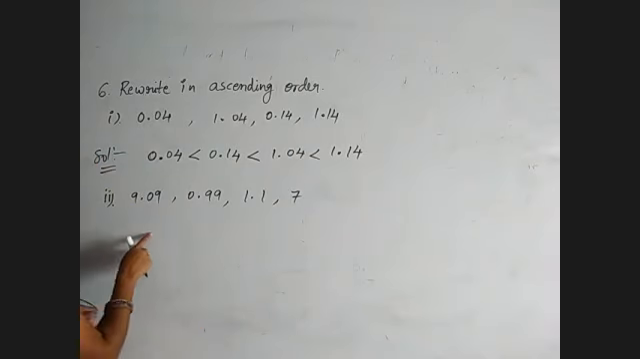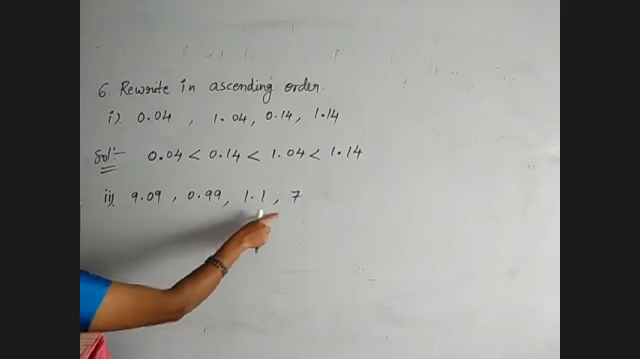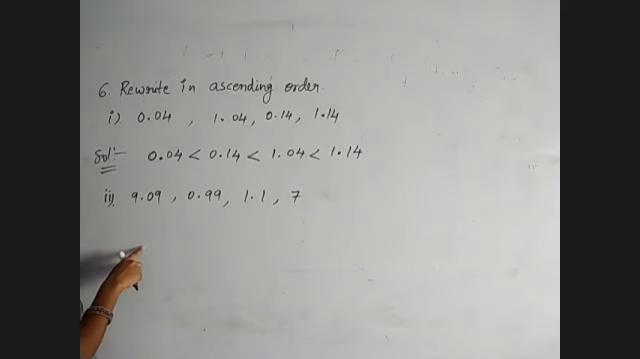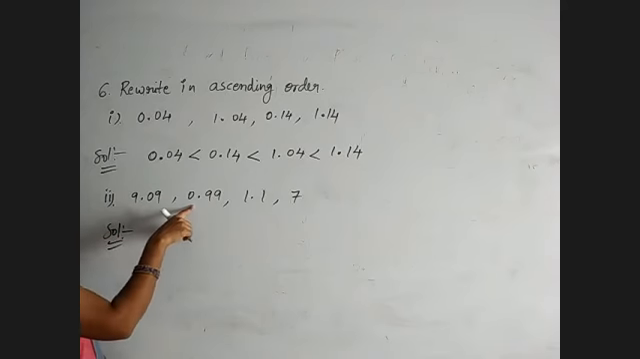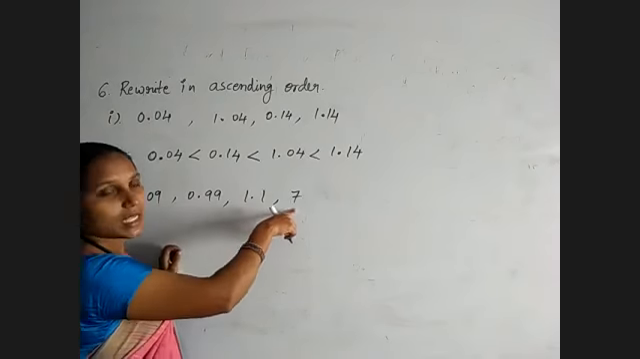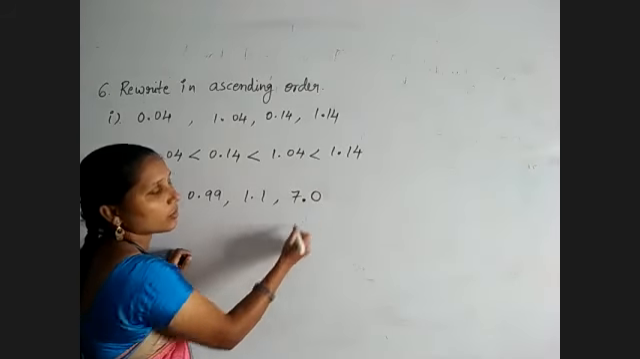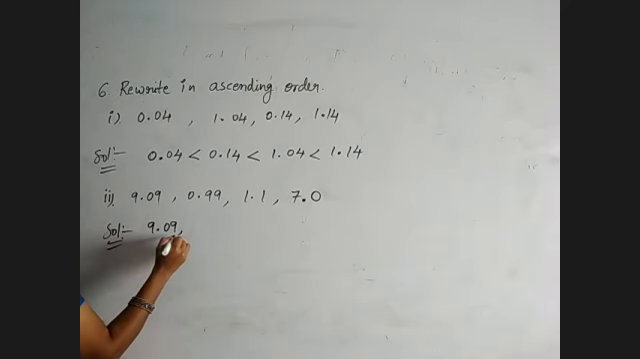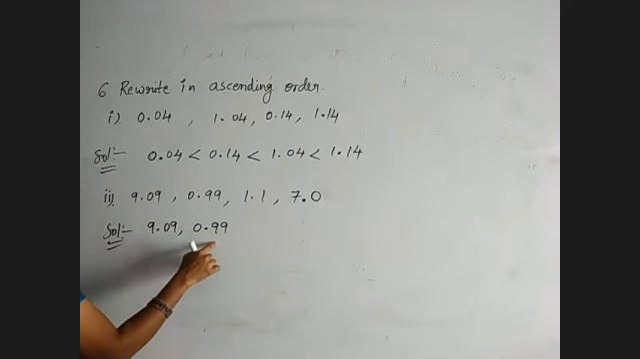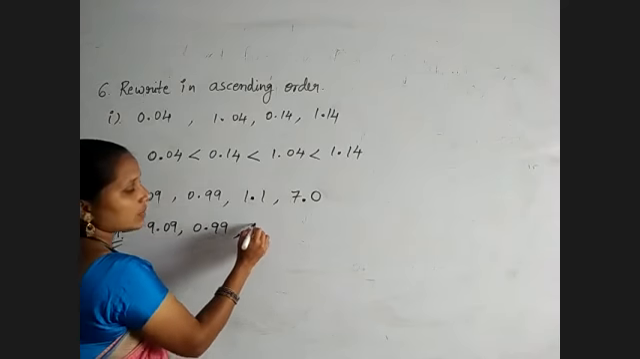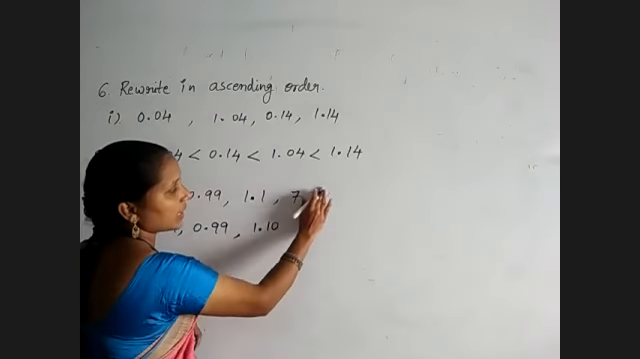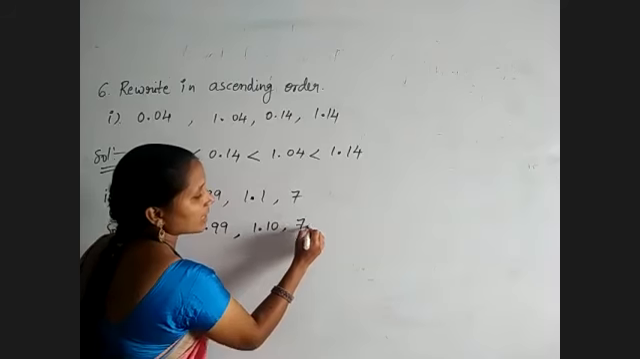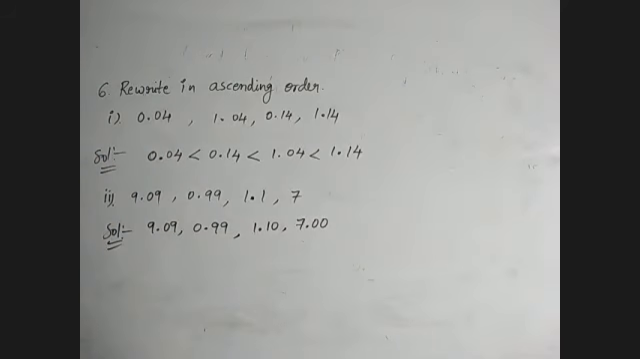That's it. Similarly here also, observe, very simple, because whole number part, observe the whole number part, every number is different. So directly we are able to write this one. 9.09, 0.99, 1.1, only 7 is there. That means here its decimal portion is 0, 7.0. First I am writing the numbers as 9.09, 0.99. Both are having two decimal digits. 1.1 has only one decimal digit, so I am writing 1.10. And 7 I am writing as 7.00. There is no problem. That is 7 itself.